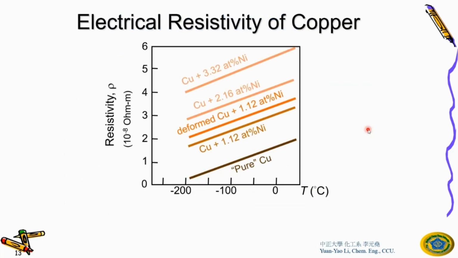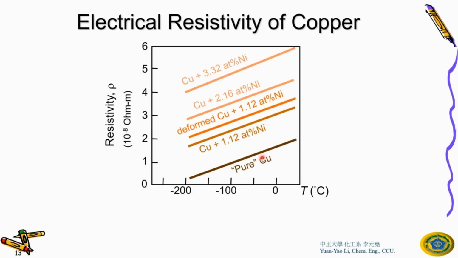Okay, this is one example of the electrical resistivity of copper. The x-axis is the temperature. The y-axis is the resistivity, which is the reciprocal of the conductivity, right? If you have good conductivity, then you will have poor resistivity. So let's take a look at the pure copper. When you increase the temperature, the resistivity increases. When you reduce the temperature, the conductivity increases. This is common sense, right? It makes sense to you, right?